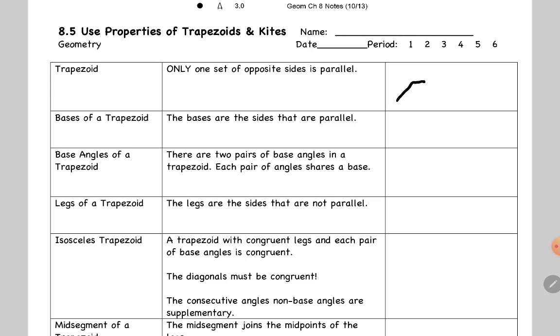It is a quadrilateral with one pair of sides parallel to each other. The other sides are not parallel. So only one set of opposite sides are parallel. That's what makes it a trapezoid.